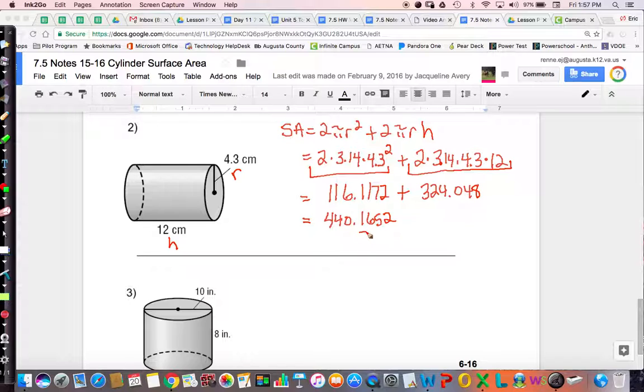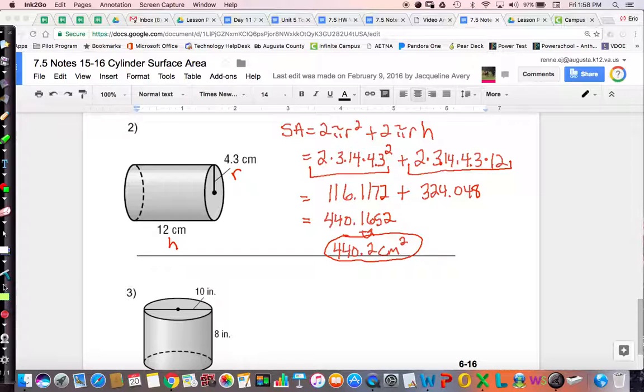Now, what number is in the tenths place? Hopefully you said the 1, so I'm going to underline the 1 and look to the right. If it's 5 or above, I give it a shove. If it's 4 or below, I let it go. And since it's 5 or above, I'm going to give it a shove. So I'm going to write 440 and 2/10 centimeters squared, because remember, area is squared.